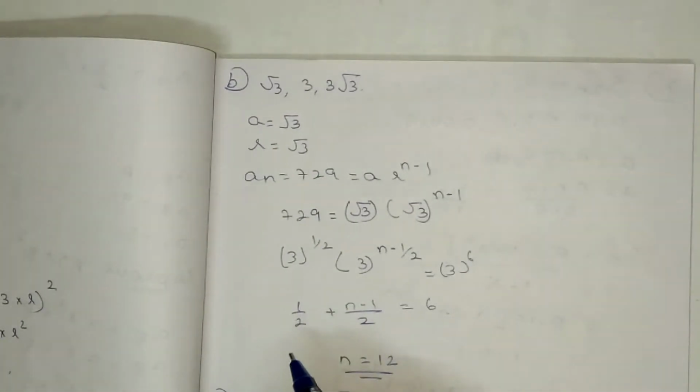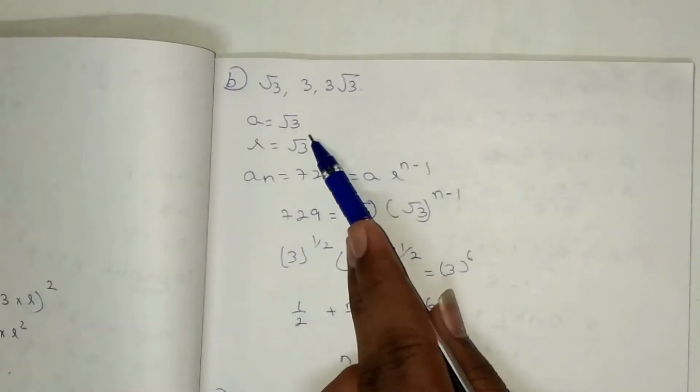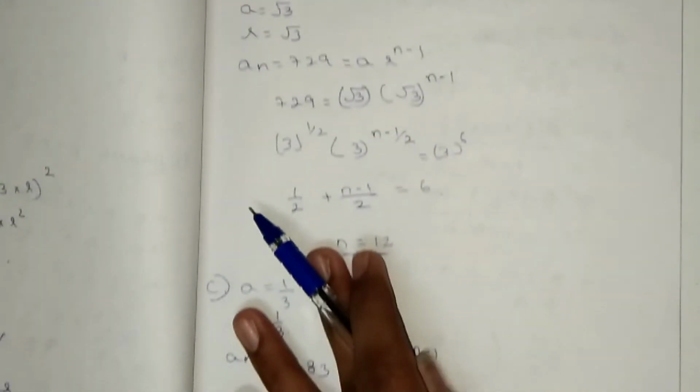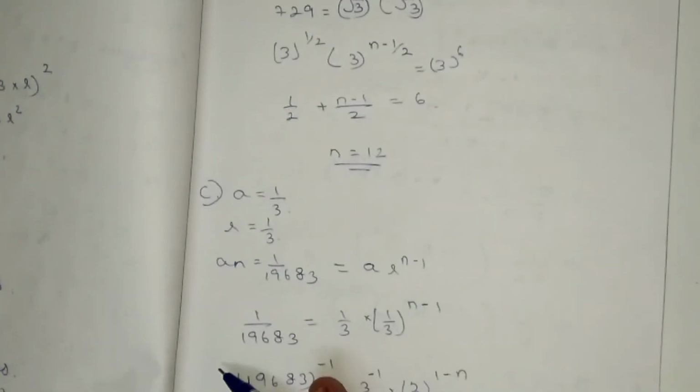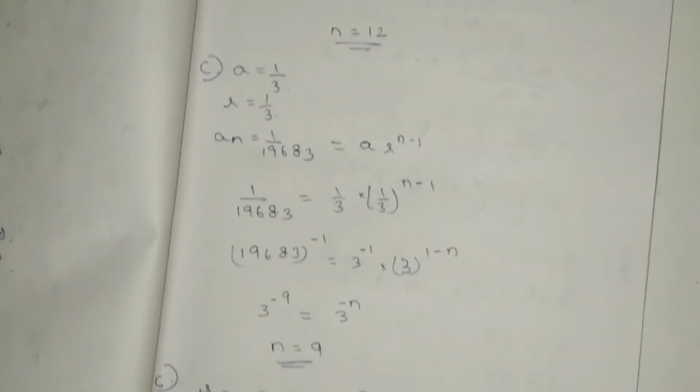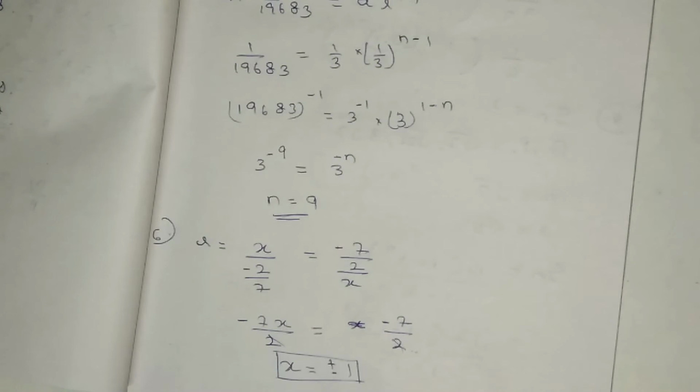Now moving on to the second subdivision, they have given us again the AP. Similarly, you can find the first term, you can find the ratio and you can substitute that in the formula, and then you can find the n. Now the same method applies in the third subdivision, so I am not going to explain that one.